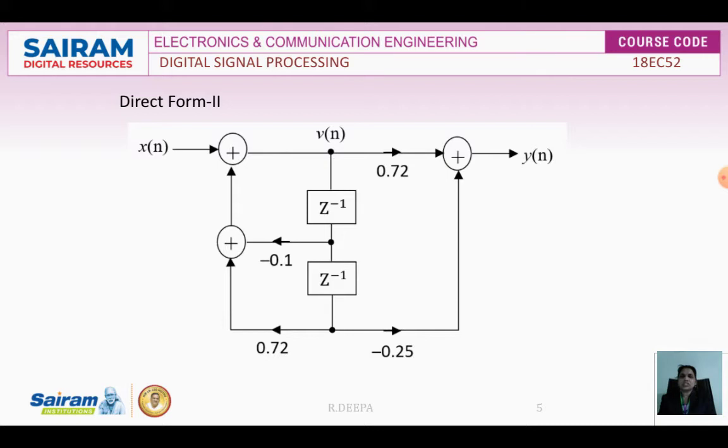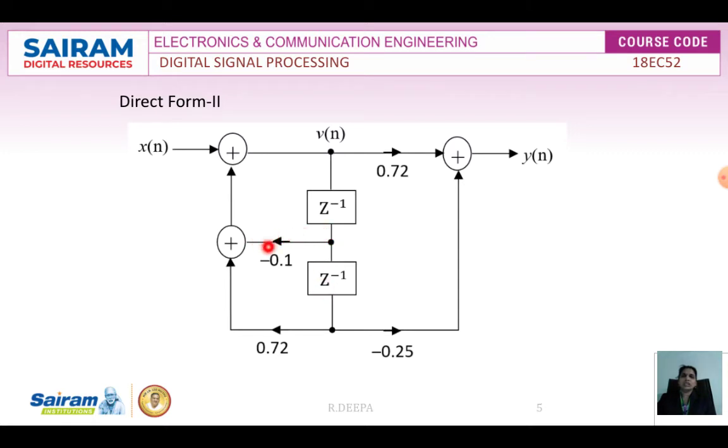So it is drawn such that first start with the input x of n and output y of n, and name the intermediate output as v of n. And in both the equations you can find commonly there are two delays. So start with v of n, take a delay, so the output will be v of n minus 1. Again one more delay you take, it is v of n minus 2.